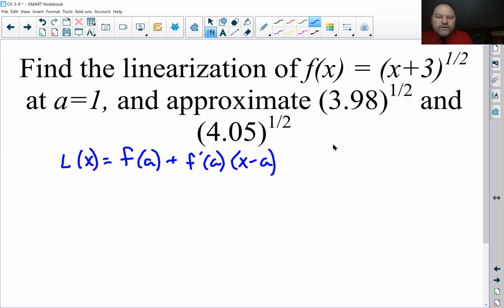So we can find a few of these values. We can find f of a, which is f of 1. And let's see, 1 plus 3, I think that's 4. And then we take the square root. This is our f of a.